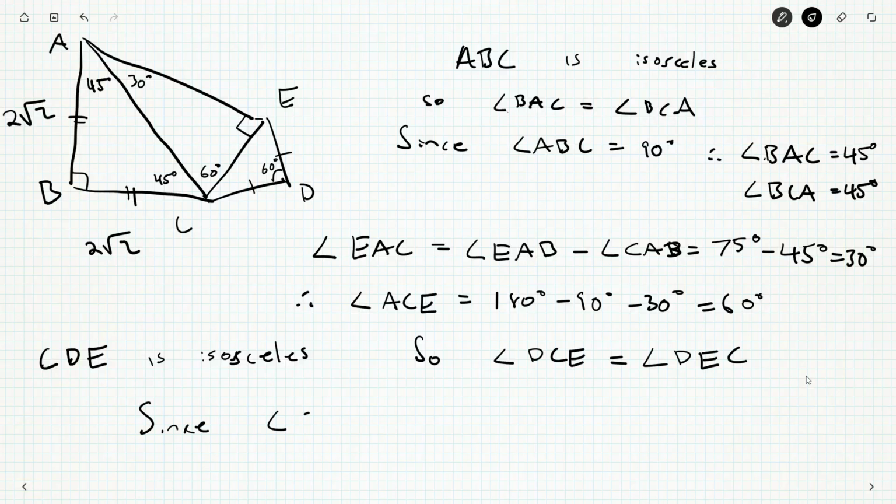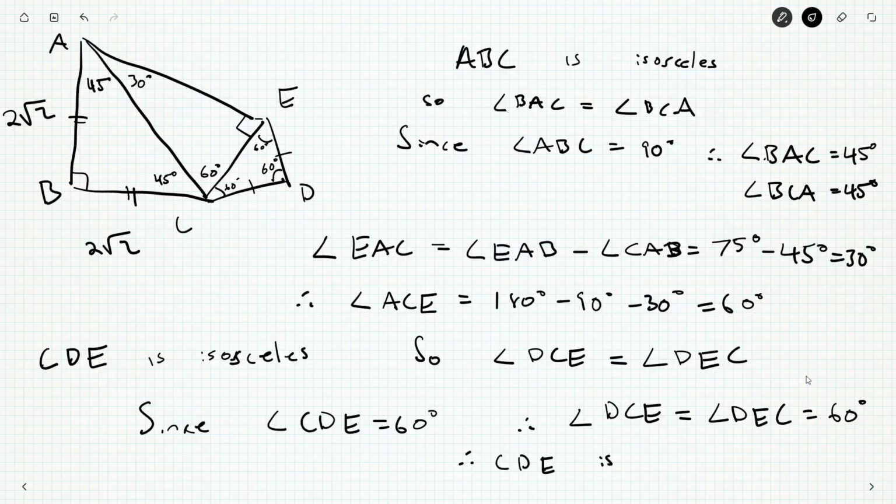So we might say, since CDE is 60 degrees, therefore, and again, if you want to explain this, go ahead, but I think it's just enough to state all these angles. And as a consequence, CDE is equilateral, and therefore CD is equal to DE is equal to EC.